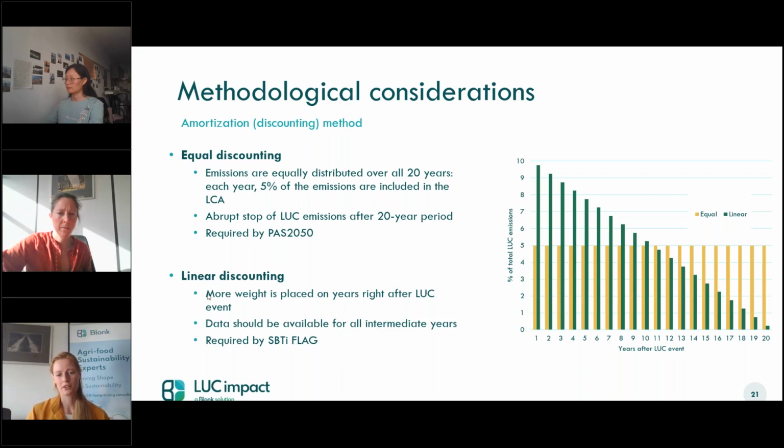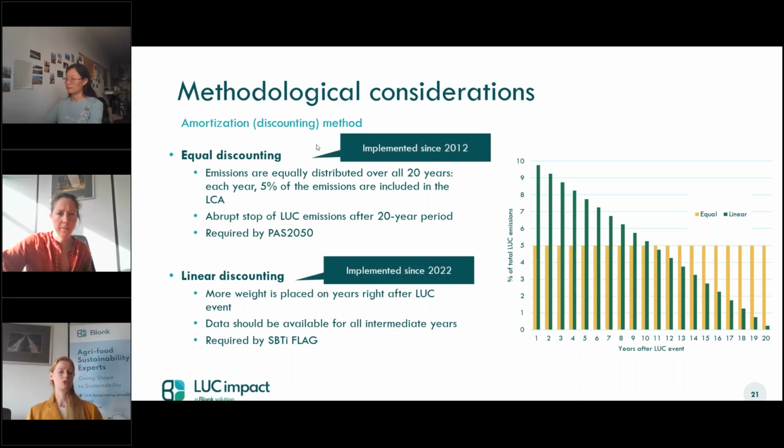And this places more weight on the recent years after the land use change event and linearly decreases throughout those 20 years. So this basically means that right after deforestation events, you are accounting for a higher percentage of the emissions, and this gradually decreases until 0 after 20 years. So this first method, equal discounting, has been implemented in the Blonk land use change tool since 2012, since the beginning, because that mainly followed the POS 2050 methodology.